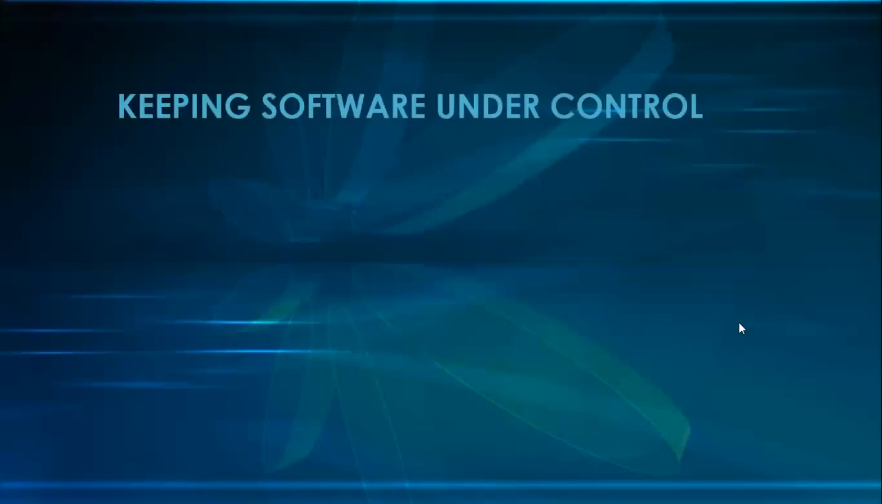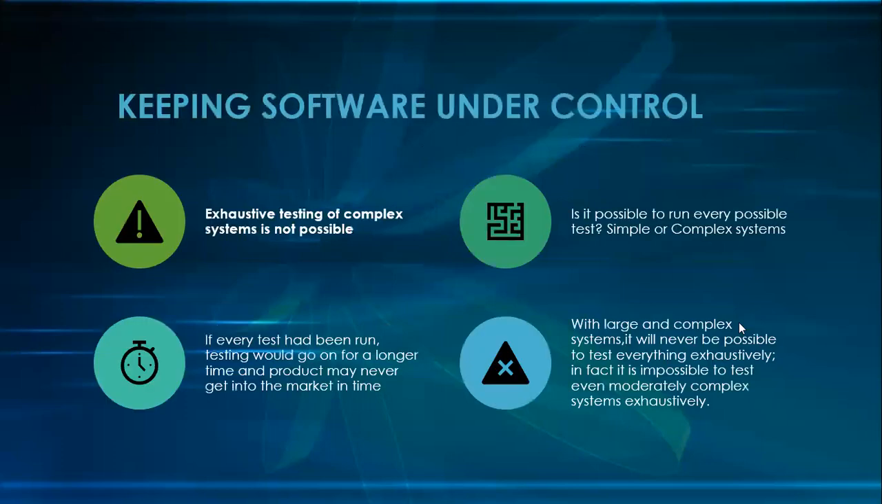So that takes us to keeping software under control. What does this mean? Exhaustive testing of a complex system is not possible. So what does this mean? You can't think that because you have been doing all possible tests, going all around, it means that you can say that application is error-free.